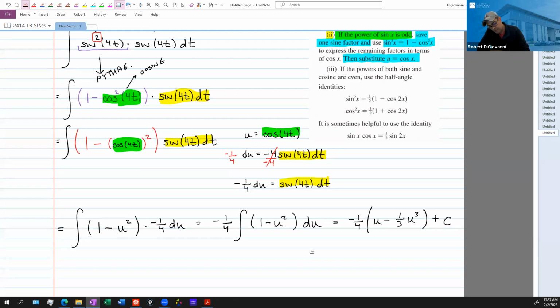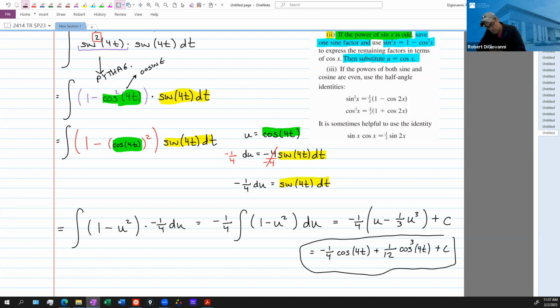And then, well, not maybe, now replace u with cosine 4t. So all I did there is replace my u's with cosine of 4t. And so on this one, because I was cubing it, I put that cubed right there. That's the notation we use when you want to cube a trig function. I also distributed a negative 1/4 through to both of these. That's why I got the positive 1/12.